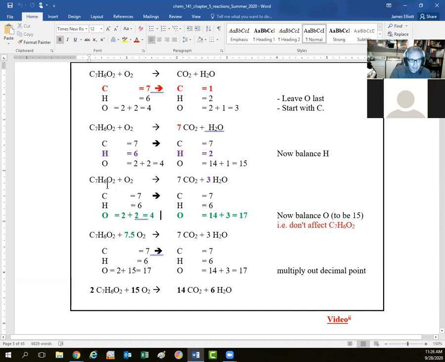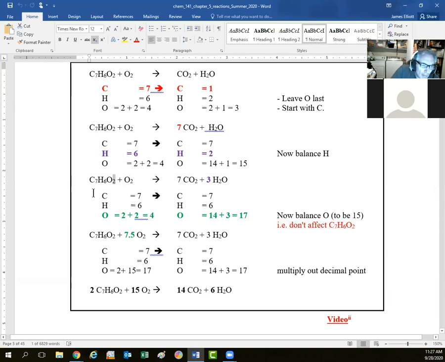But remember, we've got 2 sources of oxygen on the left. The only one that we want to affect is the one which doesn't affect any other element in the reaction, the oxygen gas. So we want a total of 17. We already have 2 oxygens from the heptanoic acid, which has been described here.